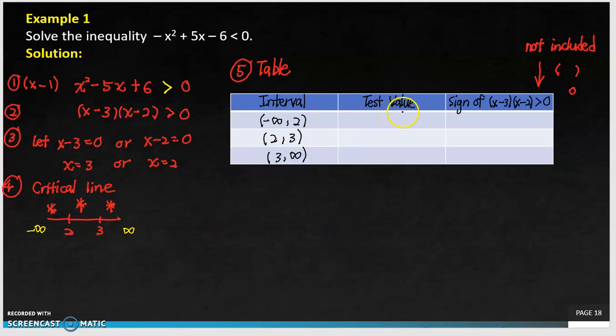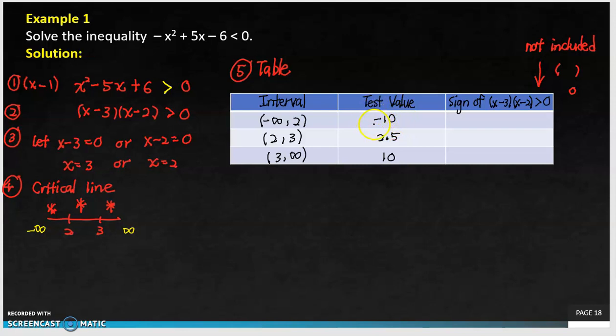Next, we move on to the test value. So the test value must come from the interval. So from 2 to negative infinity, there are so many values. So we can choose any value. And the most important thing is the value must be inside the interval. So let's say from 2 to negative infinity, I can choose 10. You can choose 0 or you can put 1. It's up to you. So from 2 to 3, I can put 2.5. From 3 to infinity, let's say I put positive 10.